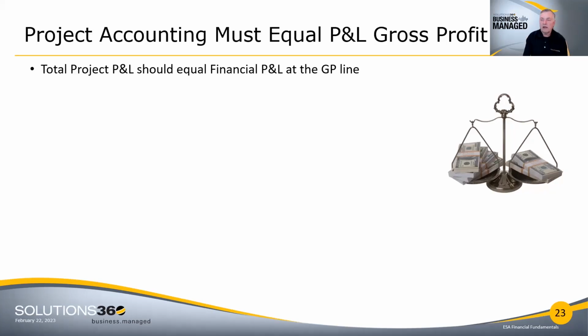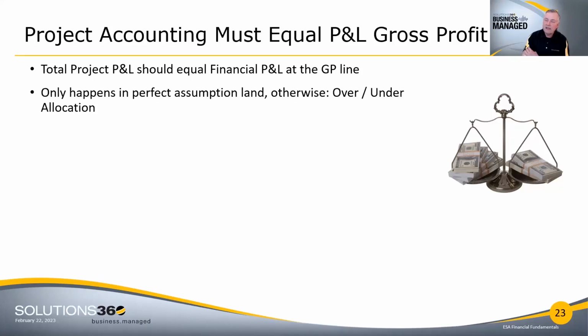So our total project P&L should equal our financial P&L at the gross profit line, but that only happens under perfect assumptions. Remember I said 80% utilization? Well, what happens if I had 85% utilization? What happens if I had 75% utilization? It's like a broken clock. It's right twice a day, but it's wrong every other time.